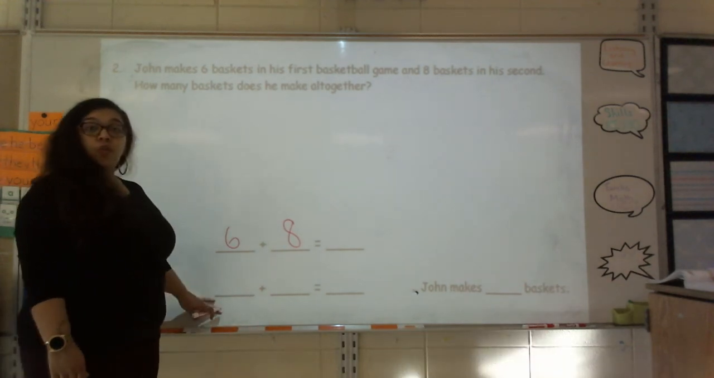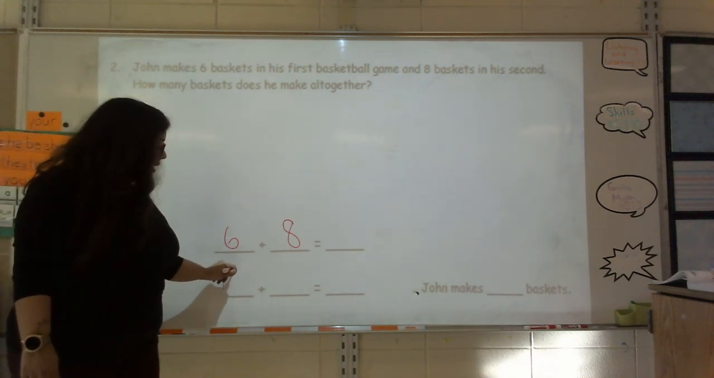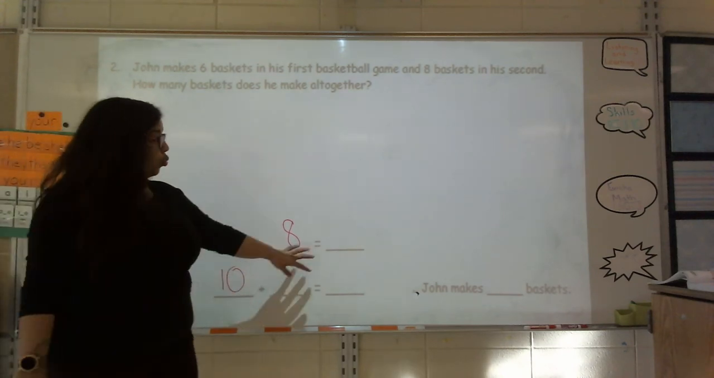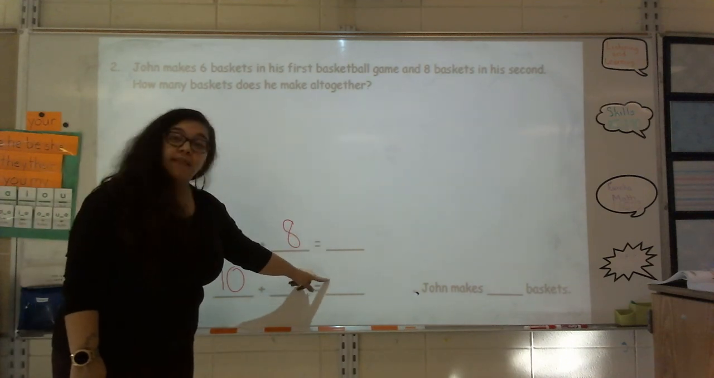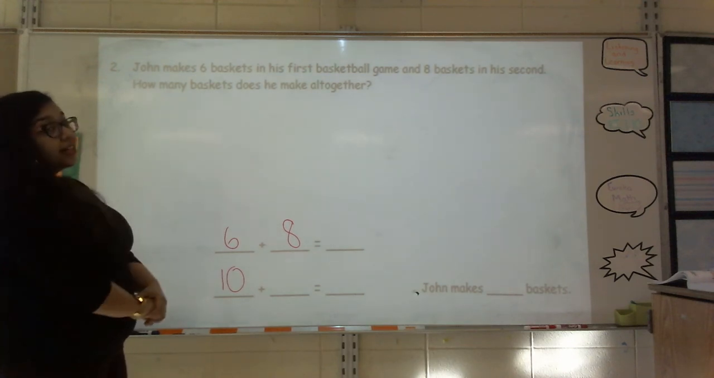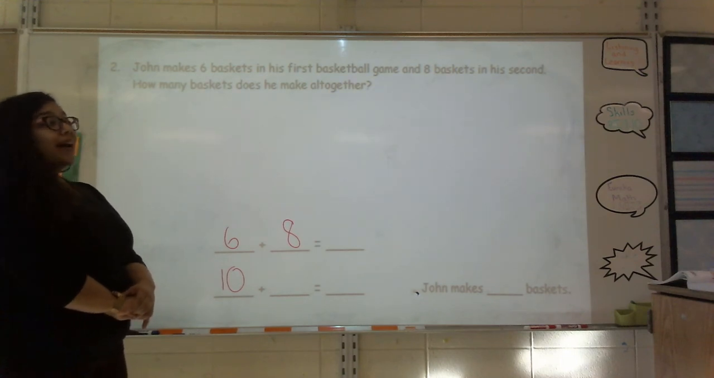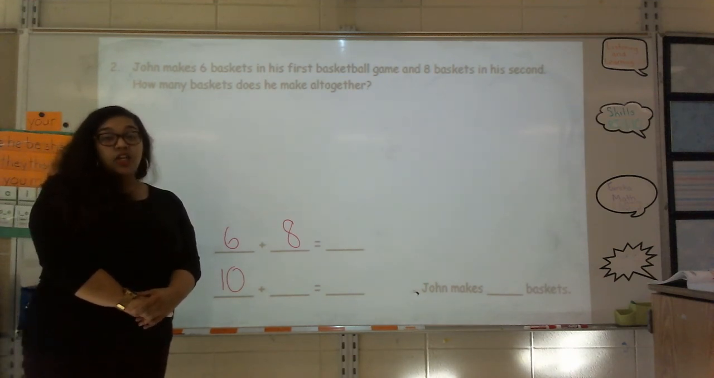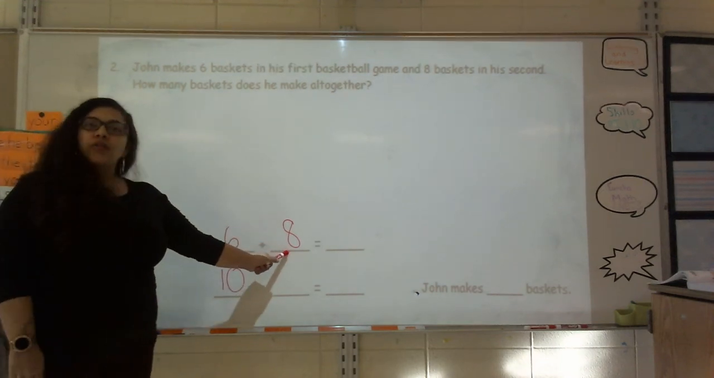We know that we're going to organize our picture such that we see a group of 10 and some more. We don't know what this more is yet. We don't know what the whole is yet. But we do know that this number and this number should match. Let's draw a picture to show how many baskets John made. My question to you is, which game's baskets should I draw first? The first game or the second game?